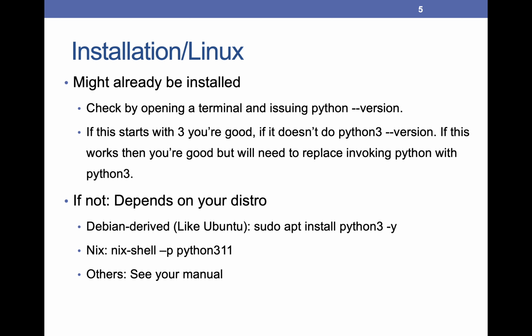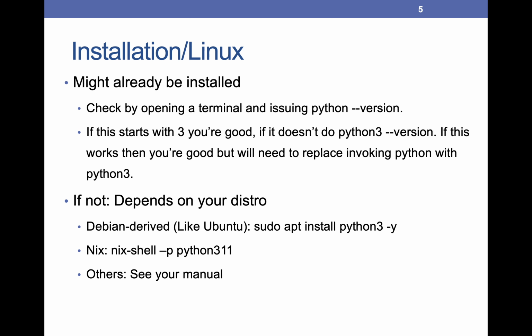So with Linux, the instructions are pretty much the same. If we're skipping around, I'll go over it. You can check by opening a terminal and issuing python --version. That will probably not start with a 3, it will probably start with a 2. If it does start with a 2, type python3 --version. If that works, which is to say it gives you output, and the output starts with a 3 and says something like 3.10, you're good, but you will need to replace invoking python with invoking python3.